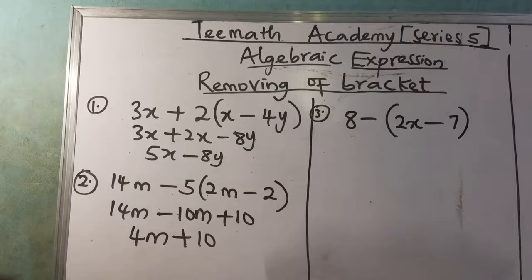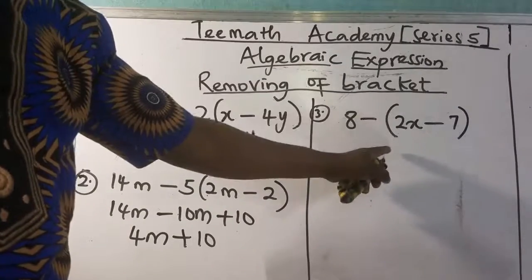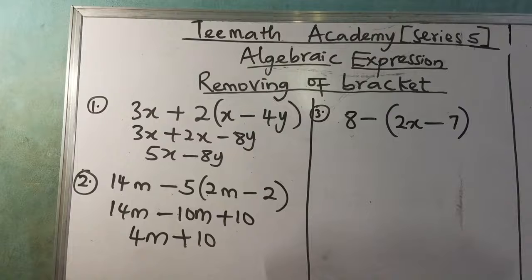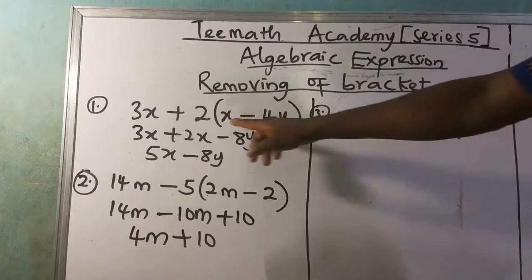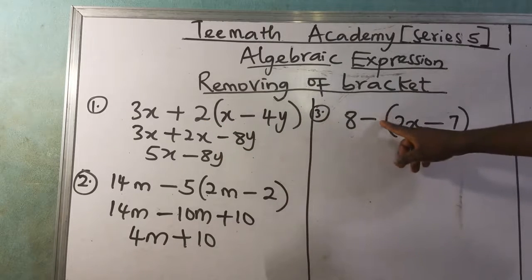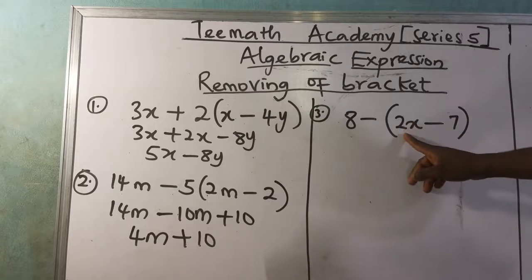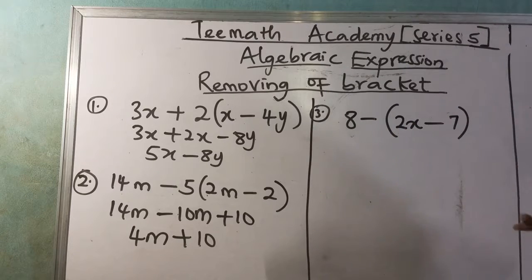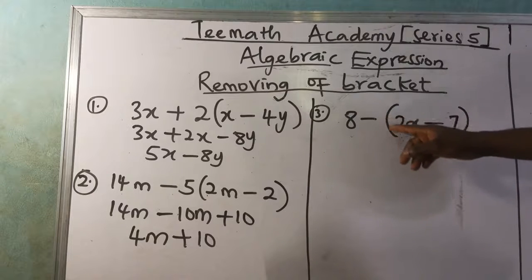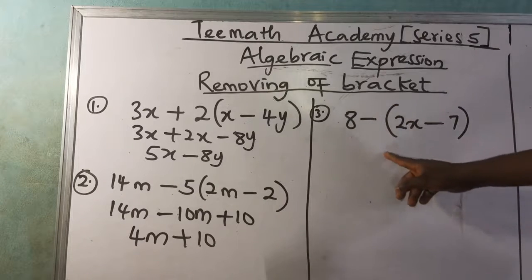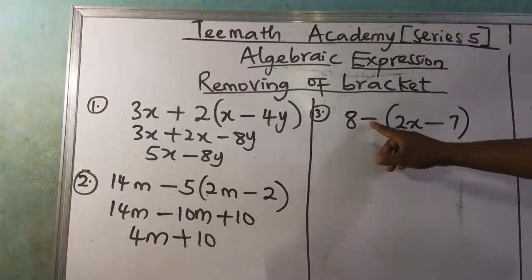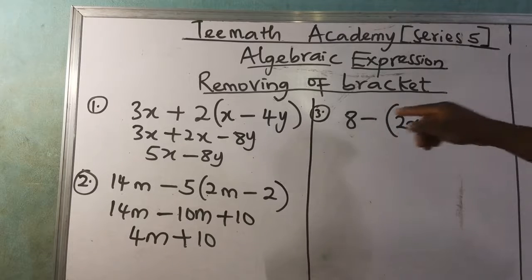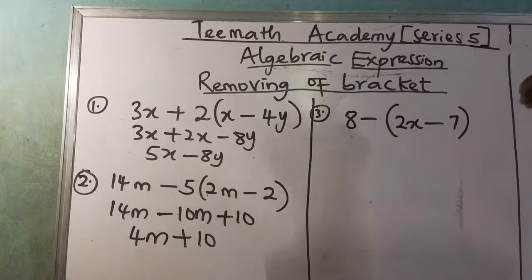All right, the next is 8 minus bracket 2x minus 7. Now in this case, a number of students will say because there is no number here, unlike this, there is a number here, but here there's no number, so they will use this one to multiply this and this. It's not possible. Okay, so when there is no number here, it means that there is an invisible 1 here. Or if you don't want to use the 1, you can use this minus to open the bracket only. Don't use this 8 to open the bracket, please.